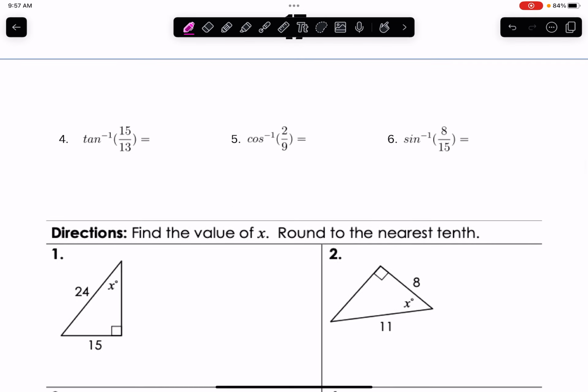Now we're going to keep practicing. So second tan, 15 over 13, which gives me 49 degrees, rounded, of course. Second cosine, 2 over 9, which is 77 degrees. And then finally, we're doing the inverse of sine. So second sine, 8 divided by 15, which is 32 degrees.